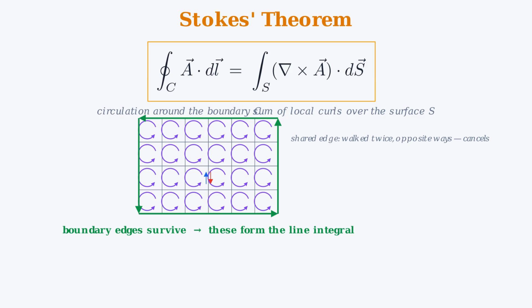Every interior edge is walked twice, once by each neighboring cell in opposite directions, so those contributions cancel. The only edges that survive are the outer ones, and together they form exactly the boundary curve C. So the sum of all the tiny swirls equals one big walk around the rim.